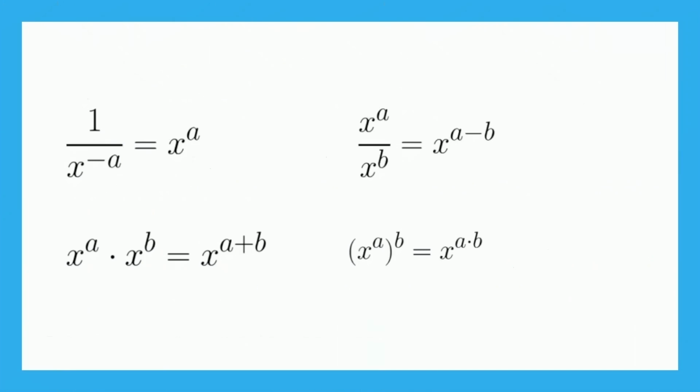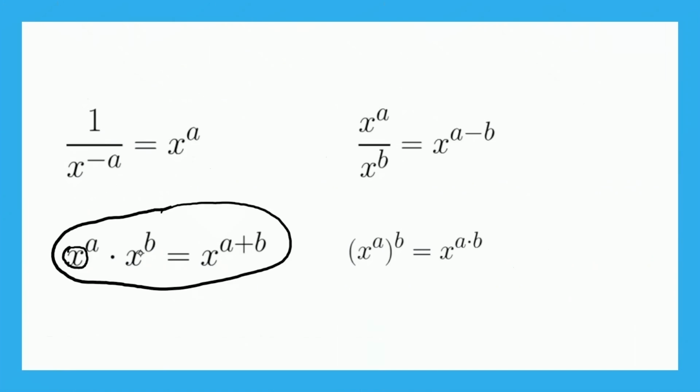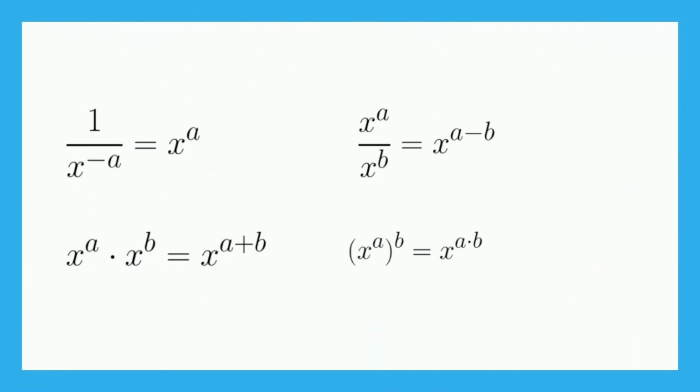This third property is very similar to that second one. But this time, if we have some number and then that same number, and they're being multiplied, and they have some exponents, in this case, we're calling the first exponent a and the second exponent b, we can rewrite that as that original number to the power of the sum of those two exponents. So this a corresponds to this a, and this b corresponds to this b.